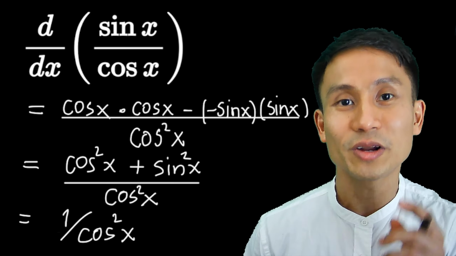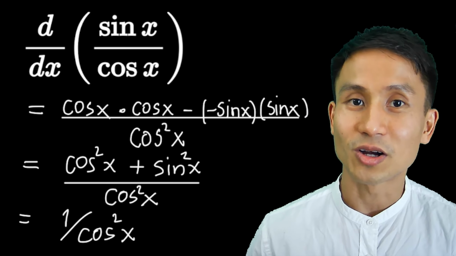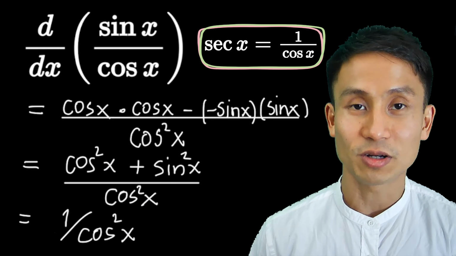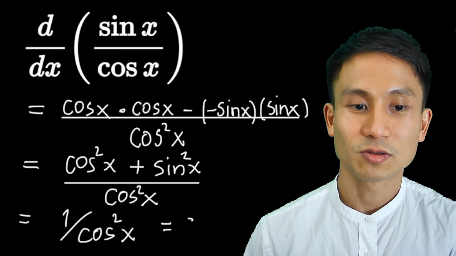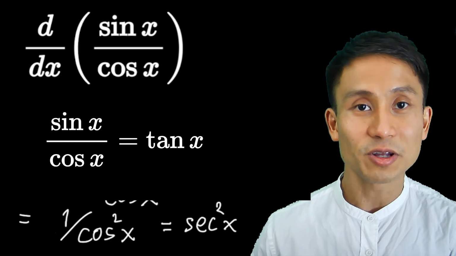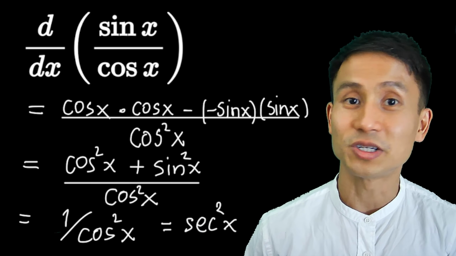Those of you who already know reciprocal functions in trigonometry, 1 over cos is just called sec x. So here we have a square of 1 over cos. That means this is going to be sec squared x. And that is why there is a formula. When you differentiate a tan, you get a sec squared x. We just proved it just by using the quotient rule there.